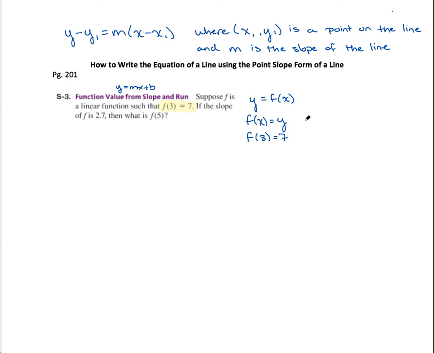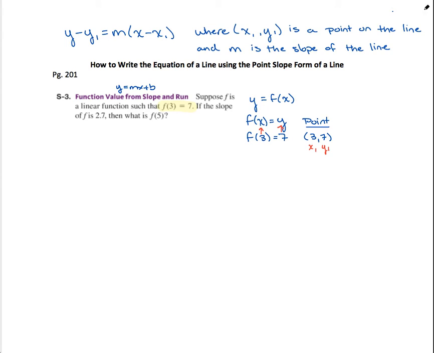This gives us the point 3, 7. All right, now how do I know that that's the point 3, 7? Because this notation tells us that when x is 3, y is 7. Okay, so now I have a point on the line that I'm trying to write the equation for. So I'm going to call this x sub 1, and I'm going to call this y sub 1.